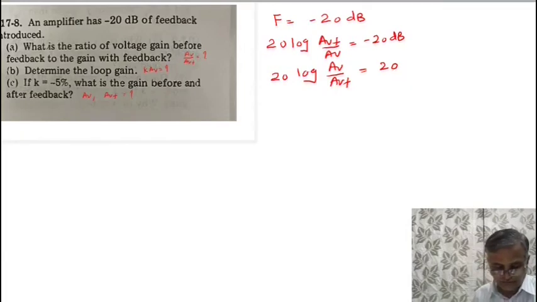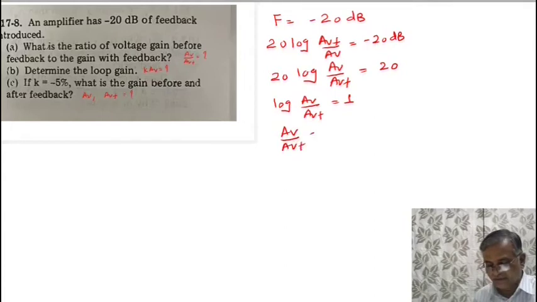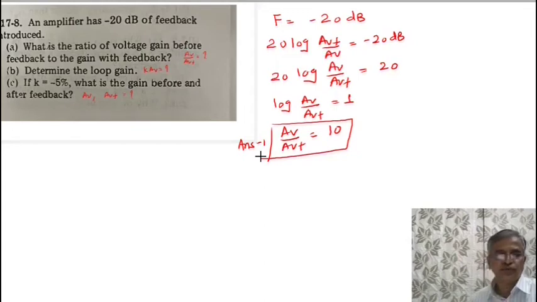Now I can write log AV upon AVF is equal to 1. If you take the anti-log of this, you can write 10. The AV upon AVF you are getting is 10. So the first answer is AV upon AVF is equal to 10. This is the first.